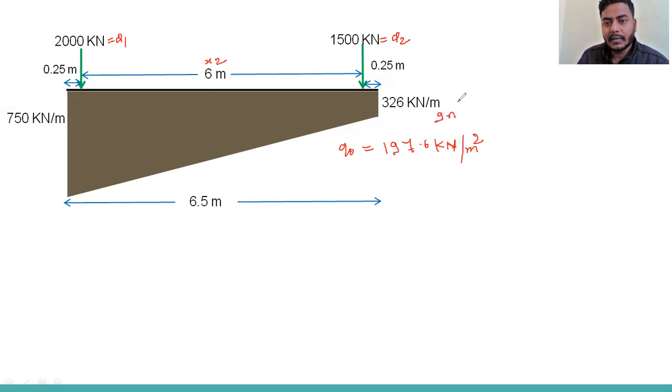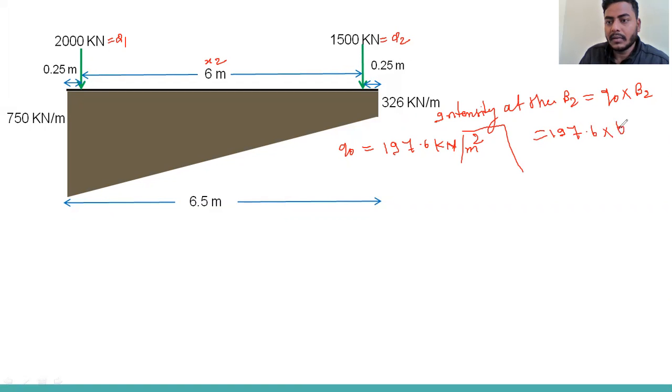So the intensity at the B2 side, we can calculate as actual pressure times the perpendicular distance from this plane. That is B2. So 197.6 into what was the B2? 1.65 meter, right? So we'll get this value, 326 kilonewton.